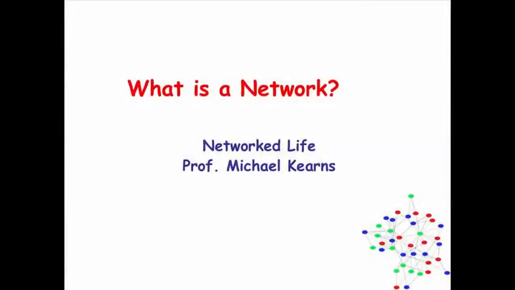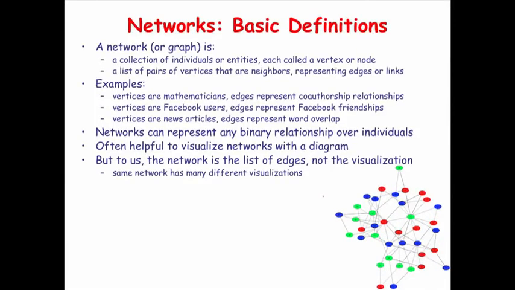In this lecture, we're going to introduce some basic definitions and terminology about networks that we'll be using for the remainder of the course. In this course, a network, or as we will sometimes call it, a graph, is an abstract mathematical object. It consists of a collection of individuals or entities that are each called a vertex or a node in the network, and then a list of pairs of vertices that are neighbors or directly connected, representing the edges or the links in the network.